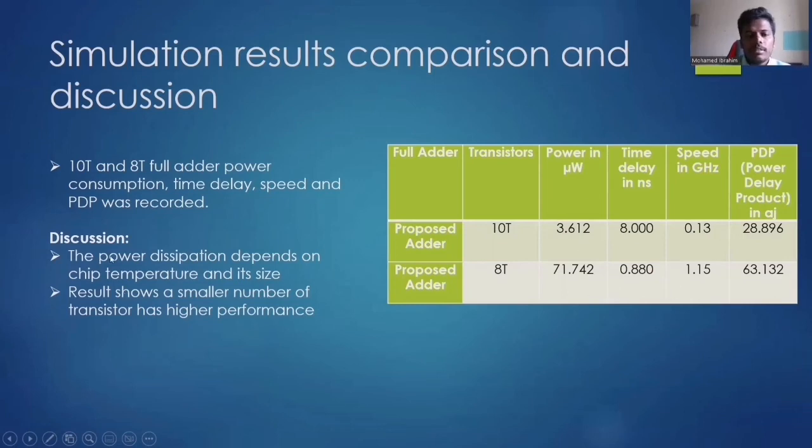And then in the discussion, the power distribution depends on the chip temperature and its size. Whenever the temperature of the chip increases, it consumes more power than we expected. And at the same time, if the chip has higher performance, the same power problem can arise. So with higher performance, the temperature also increases, depending on the chip size and the density.